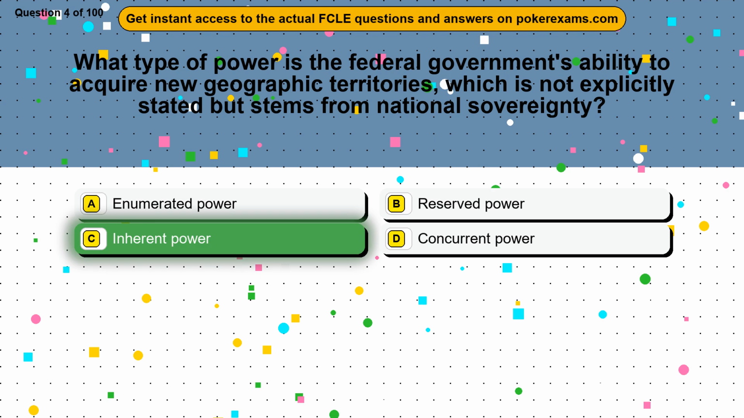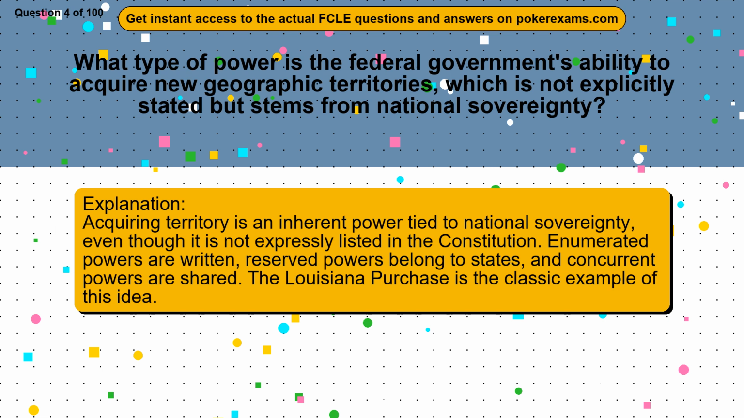Inherent power. Acquiring territory is an inherent power tied to national sovereignty, even though it is not expressly listed in the Constitution. Enumerated powers are written, reserved powers belong to states, and concurrent powers are shared. The Louisiana Purchase is the classic example of this idea.